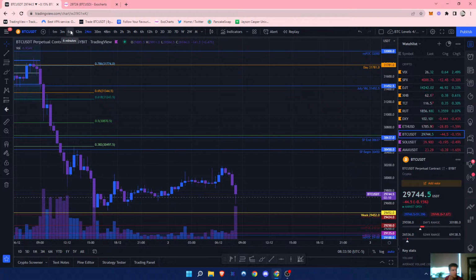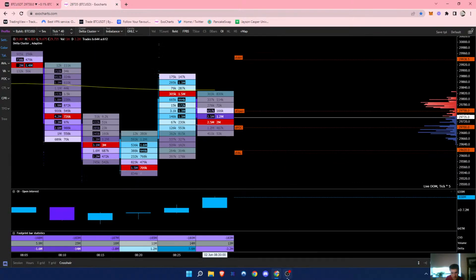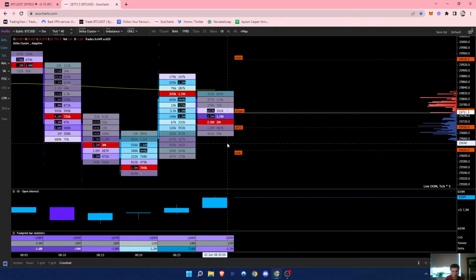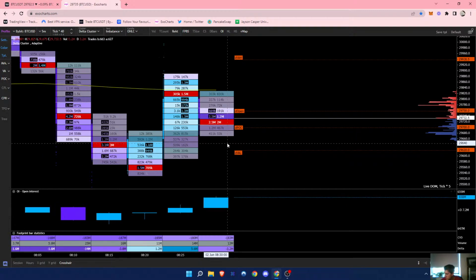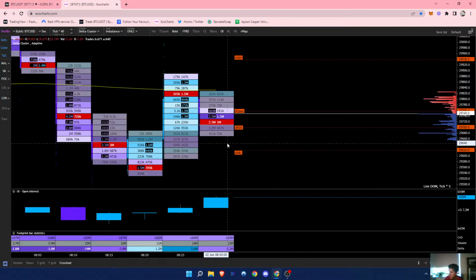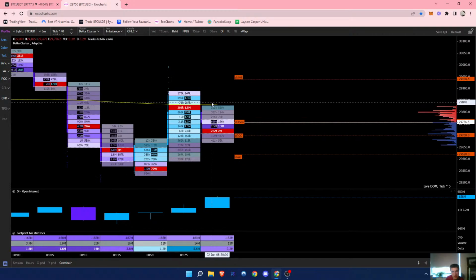Again, on TradingView, the 24-minute time frame is just my execution time frame. We'll see if we actually get a good amount of people coming in. Not really sure for today, but nevertheless, we are rejecting off of this VWAP nicely.